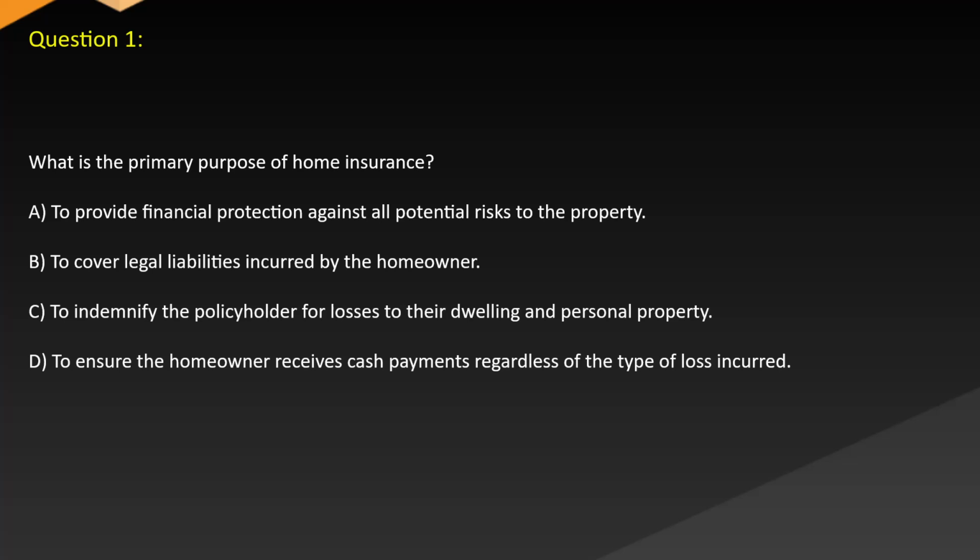Question 1. What is the primary purpose of home insurance? A. To provide financial protection against all potential risks to the property. B. To cover legal liabilities incurred by the homeowner. C. To indemnify the policyholder for losses to their dwelling and personal property. D. To ensure the homeowner receives cash payments regardless of the type of loss incurred.